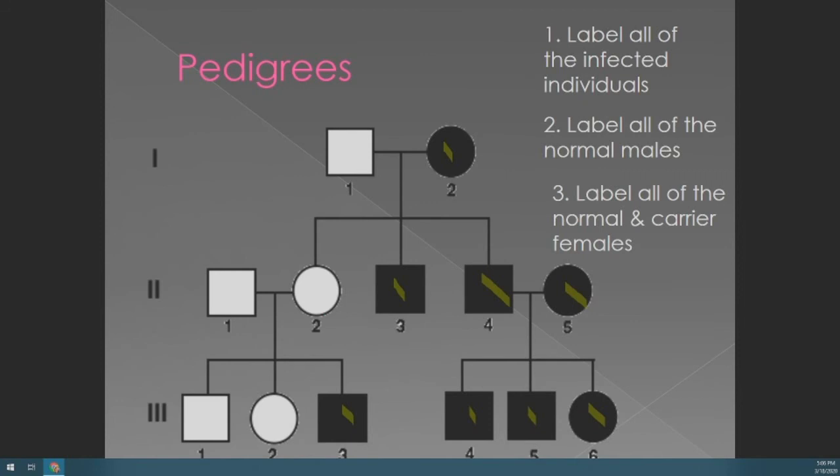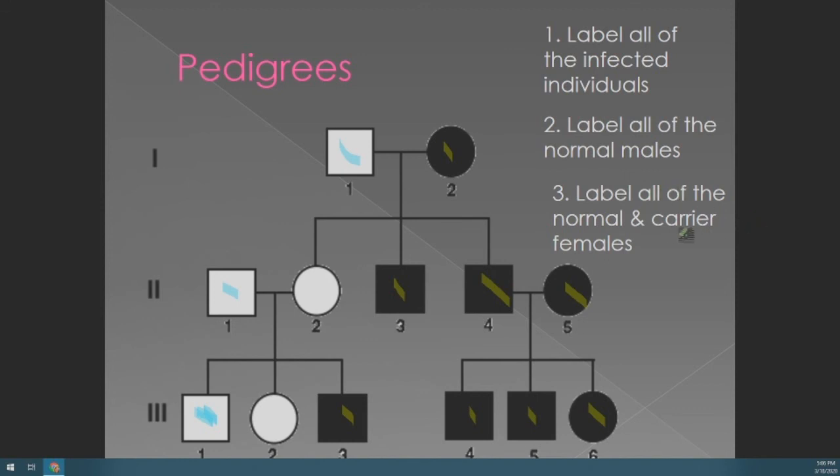Next we are going to mark, and we are going to use blue for this one, all of the normal males. So remember, males are squares. So here's one normal, here's another normal, and here's our final normal.